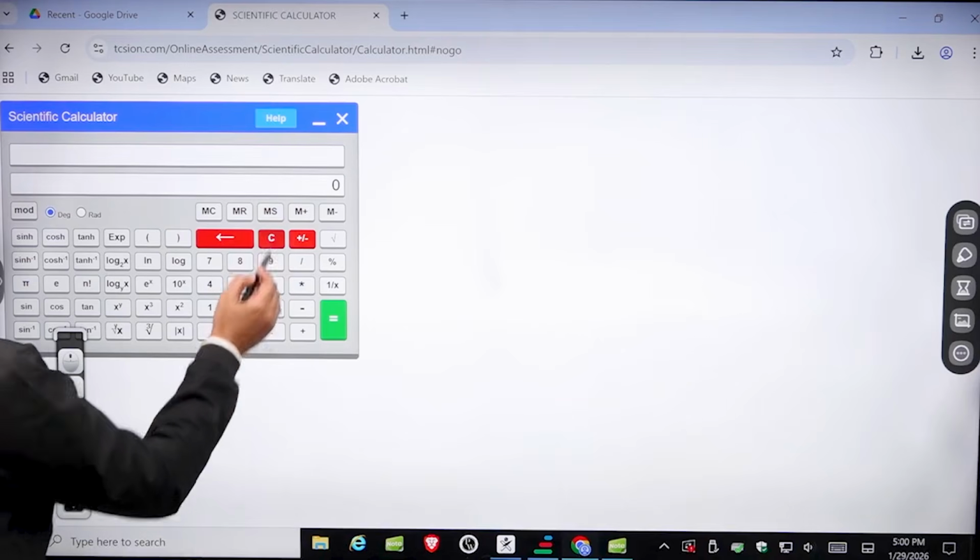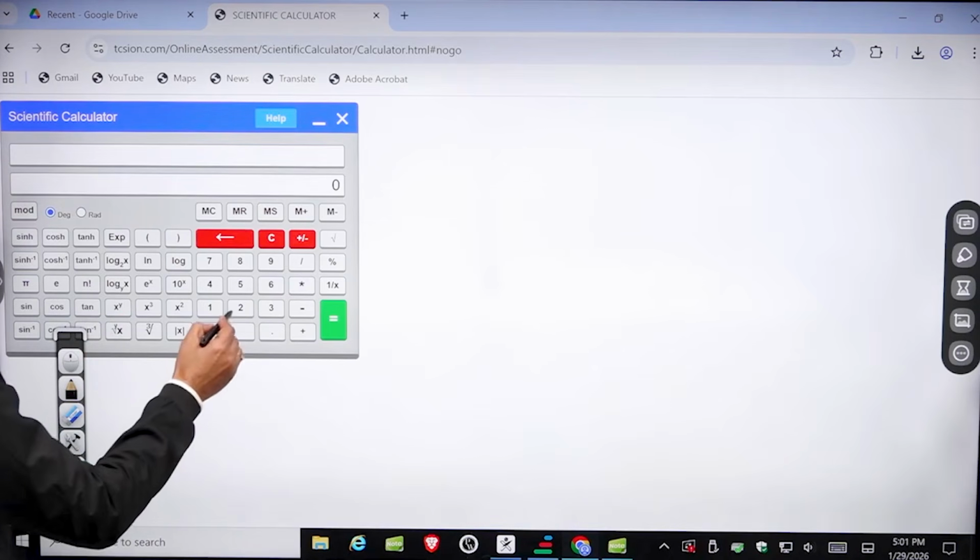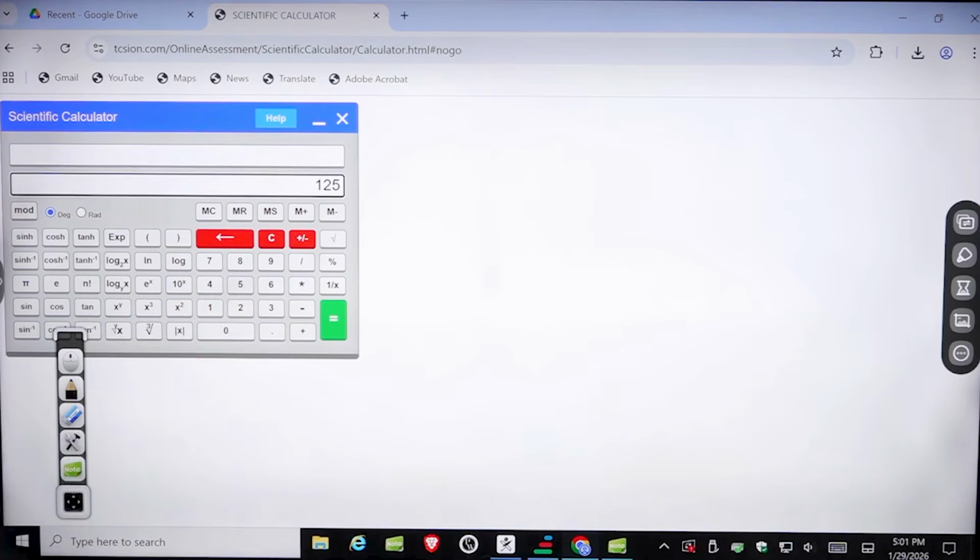Now suppose you want to find out the y-th root of x. So let's put 125. This is my x first. Now put the value of y. This is y. So you'll get 11.18.